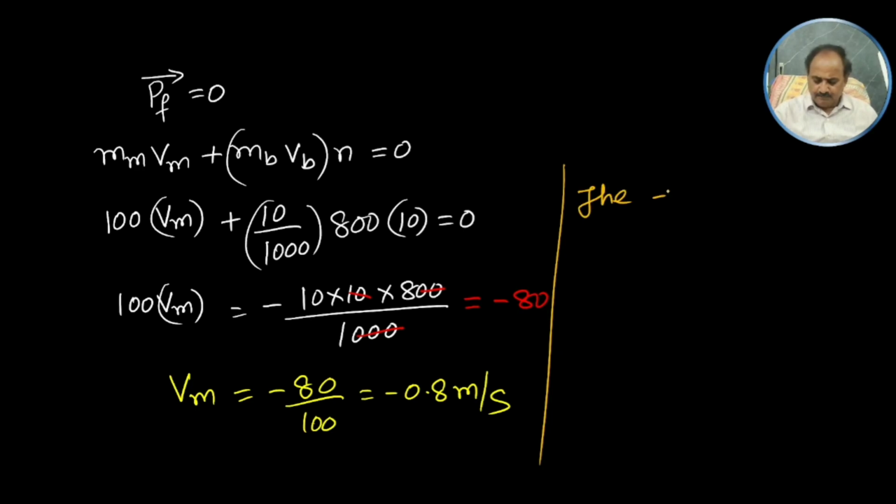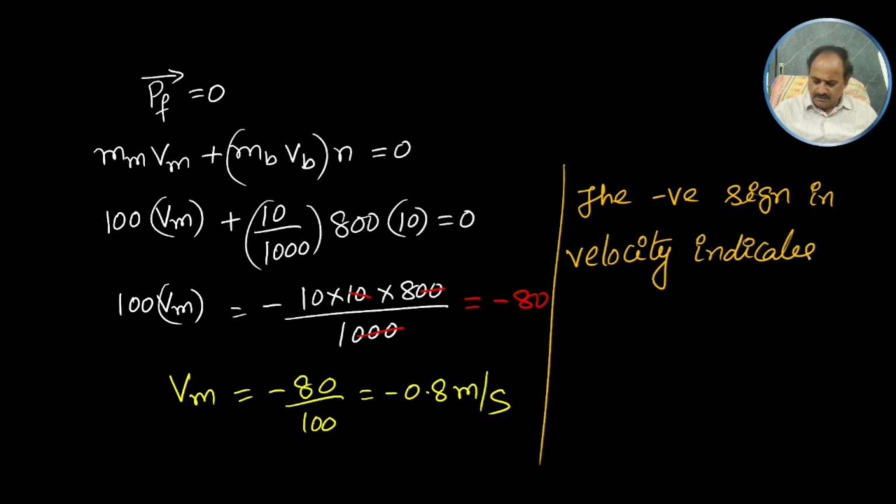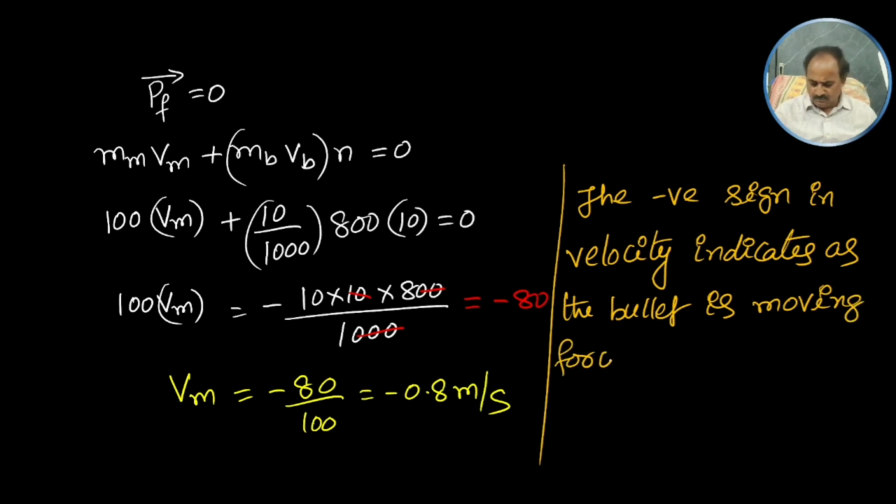The negative sign in velocity indicates that as the bullet is moving forward, the man is moving backward.